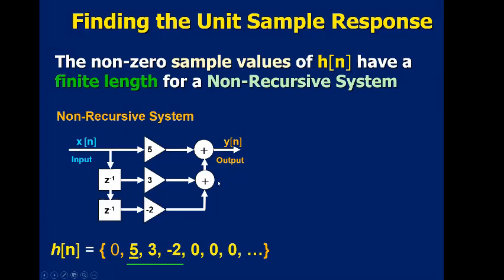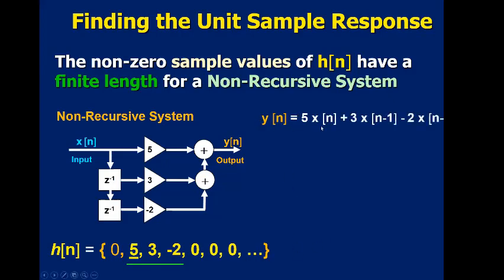A non-recursive system will always have a unit sample sequence that has a finite length, a finite number of non-zero values. In this case, I have 3 of them. Here's my n equals 0, n equals 1, n equals 2, and then I'm back to 0. That's what a non-recursive system is always going to do.